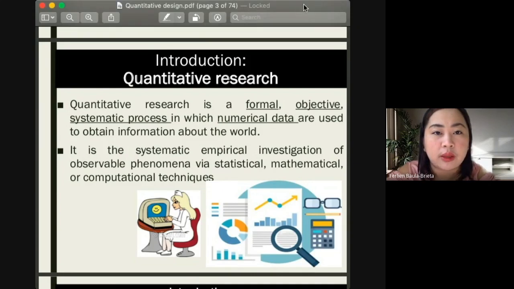Quantitative research design. As defined here on our screen, quantitative research design is a design which governs a formal, objective, systematic process in which you are going to use, of course, numbers or numerical data, and we can obtain it from our chosen respondents. So it is a systematic empirical investigation of observable phenomena. It can be analyzed using statistical, mathematical, or computational techniques.